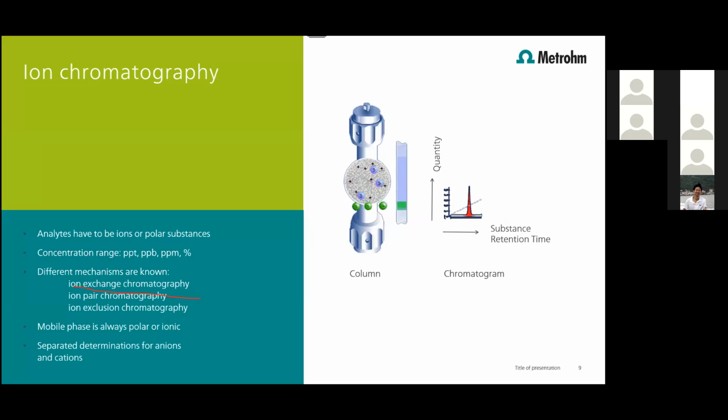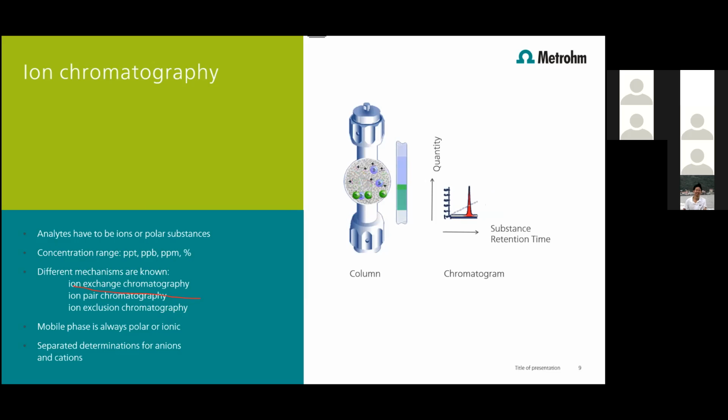The second method is ion chromatography. What is ion chromatography? Ion chromatography measures multiple ions simultaneously. This method is not only for ions but also for polar substances. This method can detect ions at low levels down to the ppt. That means parts per trillion.